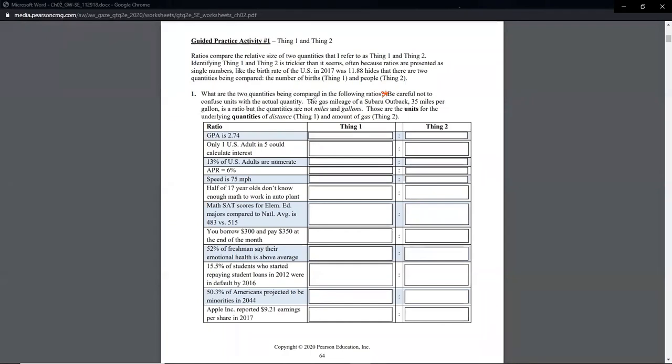So that's the idea there, that they're saying that the ratio, the thing one and thing two are distance and gas, that you shouldn't write miles and gallons because miles is a type of distance and gallons is a type of amount of gasoline. I kind of disagree with them though. I mean, honestly, as long as you understand the information you're conveying, why can't you call thing one miles and thing two gallons? So I just kind of disregard that really. It's not an issue that's going to come up in the homework or the test, so it's fine. Use your own words, use whatever words you like.